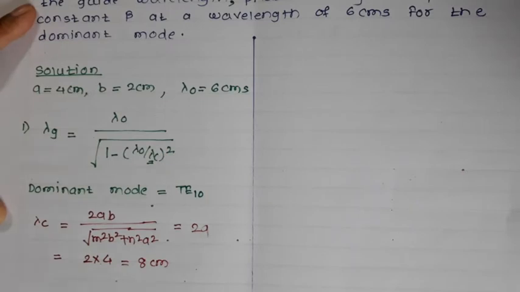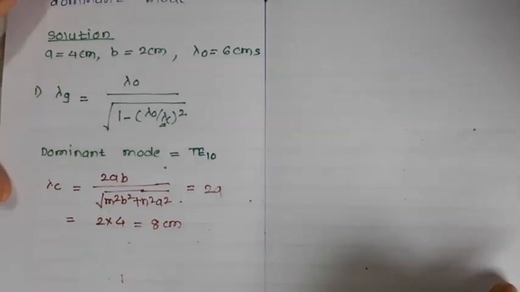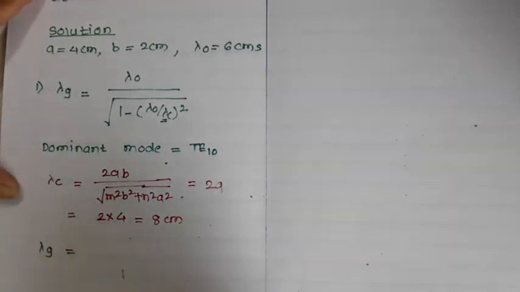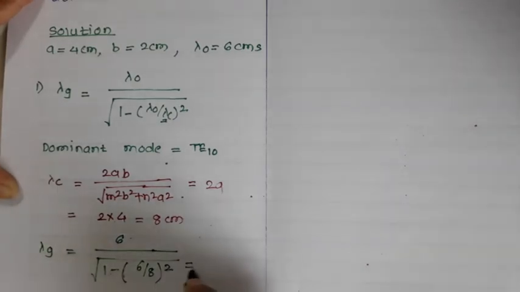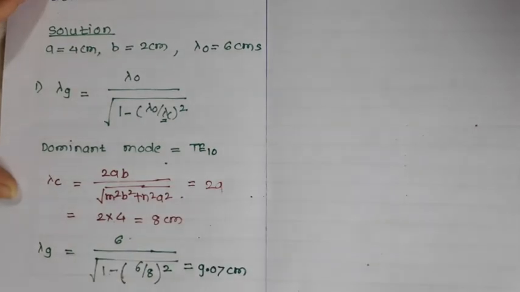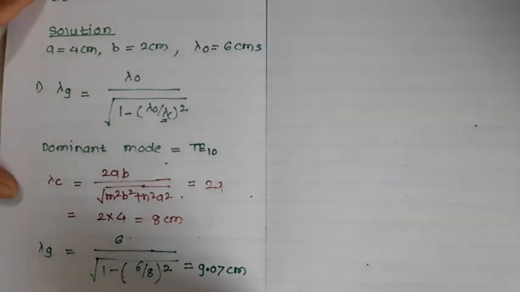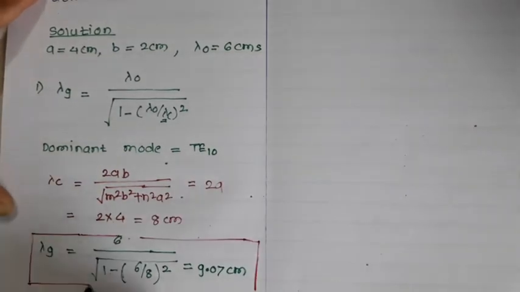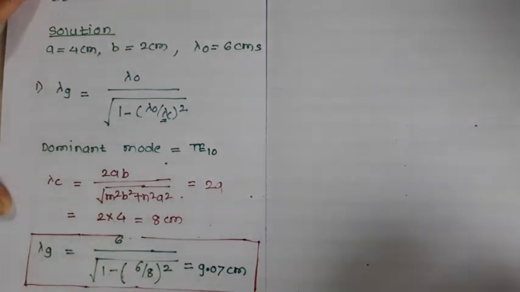Now I have got the lambda c. I have two things now, lambda 0 and lambda c. So how can I calculate lambda g? Of course, lambda g is 6 centimeter divided by square root of 1 minus lambda 0, 6, and lambda c, 8, whole square. So if you calculate this one, you will get the lambda g as 9.07 centimeter. So here I have calculated the lambda g. So I can say my lambda g is 9.07 centimeter.